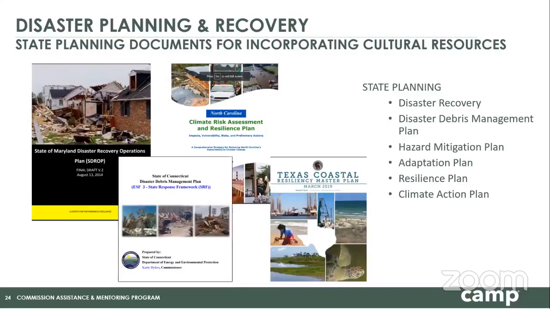Again, some examples that we're going to go through. Many states have developed their own assessment and resiliency plan. Here you're looking at North Carolina and Texas, and we're going to get more into local communities. So you've got the bigger level plans, and then it may come down to the individual communities. The disaster recovery debris management plan, that's so important.